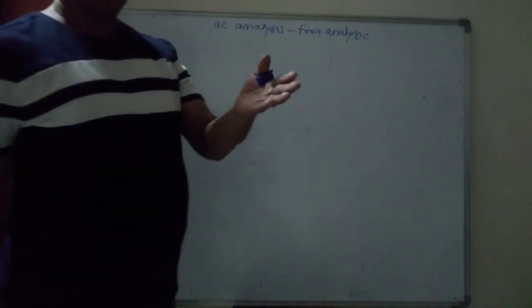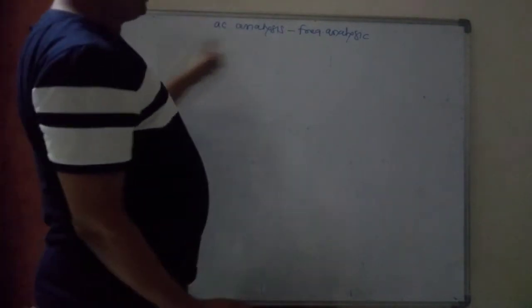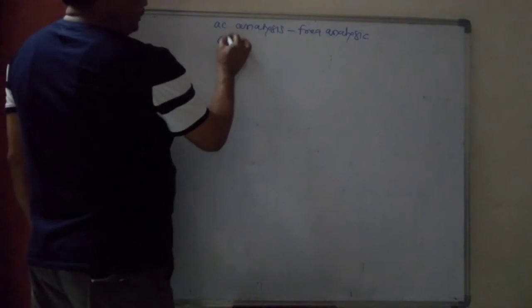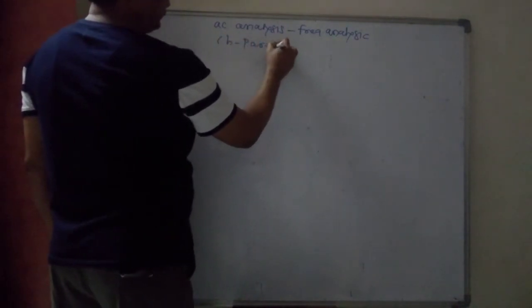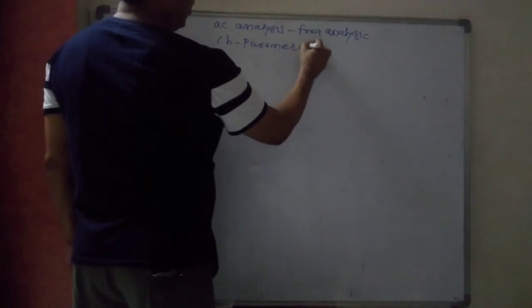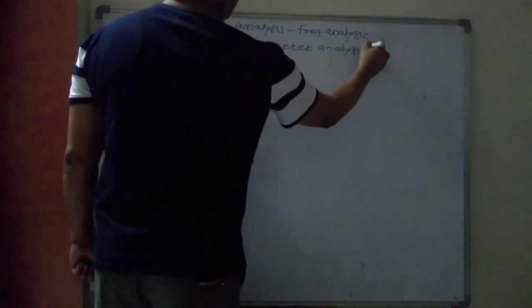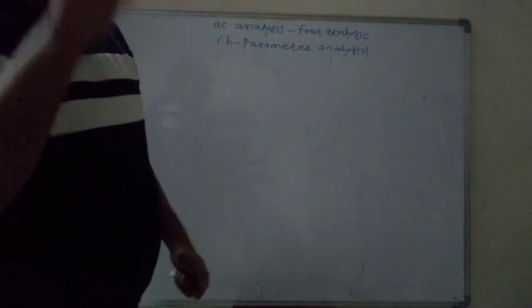DC analysis is for purely resistive circuit. Frequency is 0. Now AC analysis is frequency analysis. Here we have to study H parameter analysis. H parameter. H for hybrid.